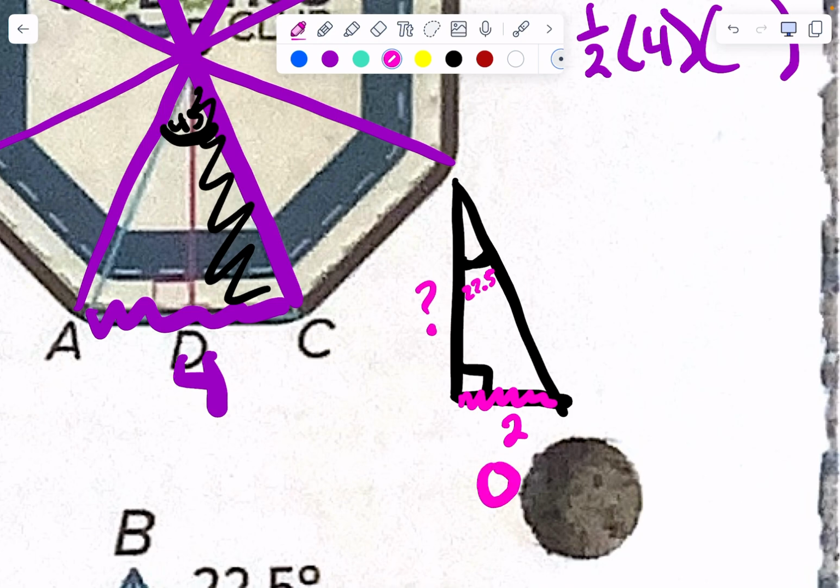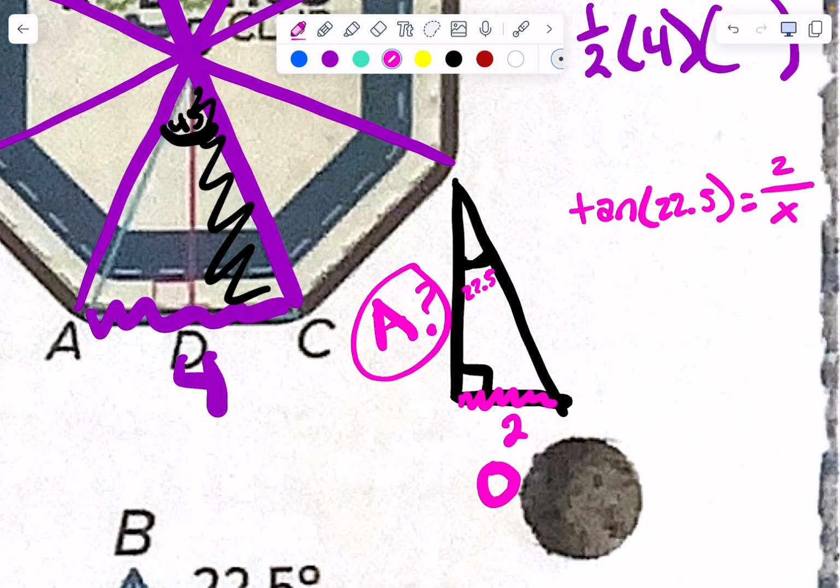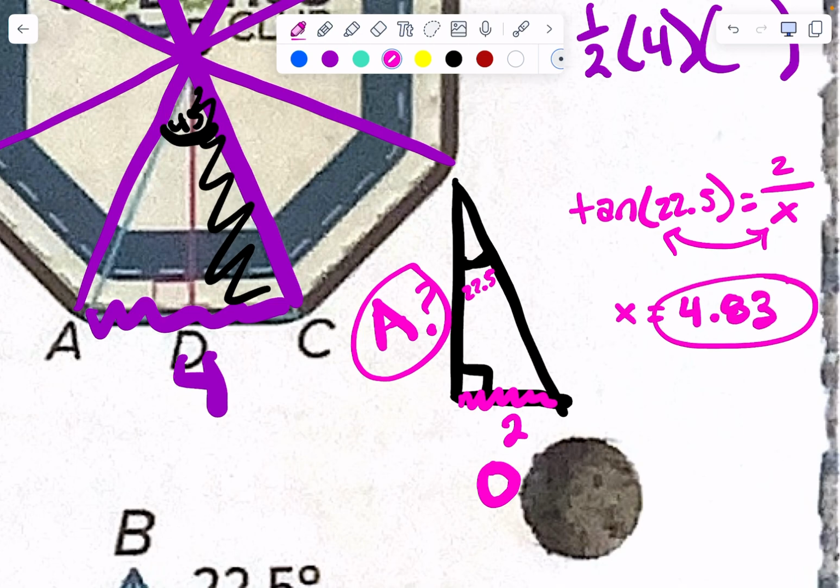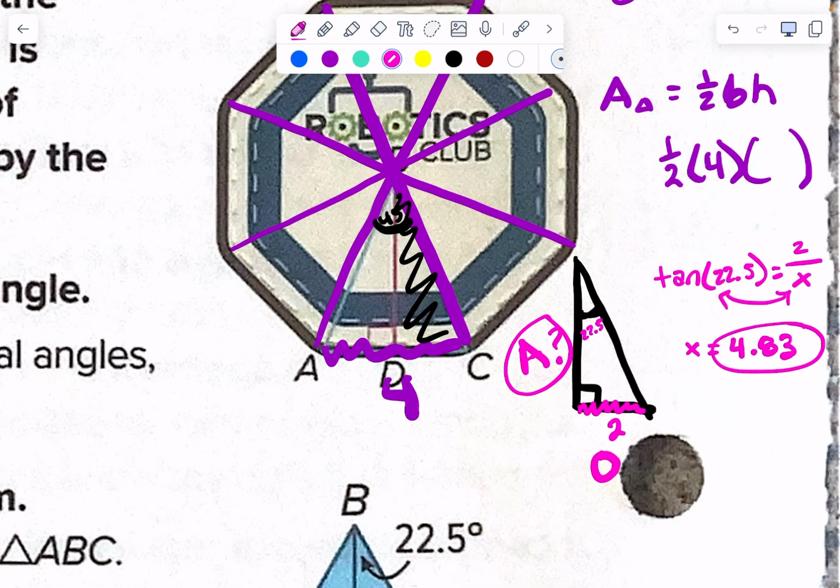Okay, so we have opposite, and we have adjacent, and we're doing tangent of 22.5 equals 2 over x. We're trying to solve for x, which is the height, right? So switch these two. X is, how tall is that? 4.83? Yeah? Okay, what did we just find? The apothem, which is the height.